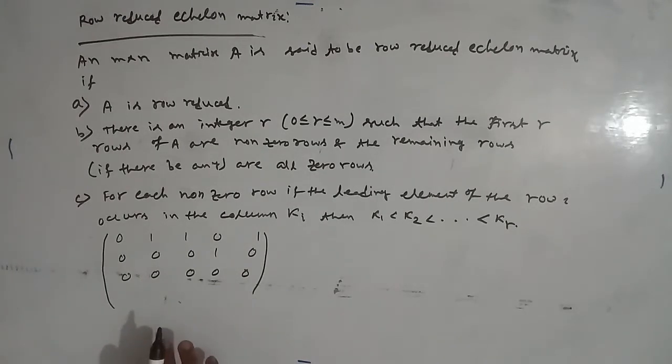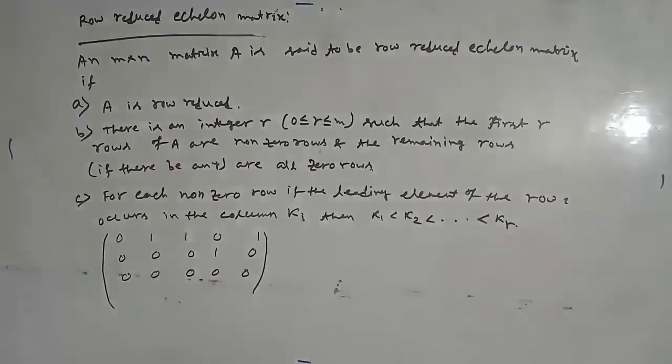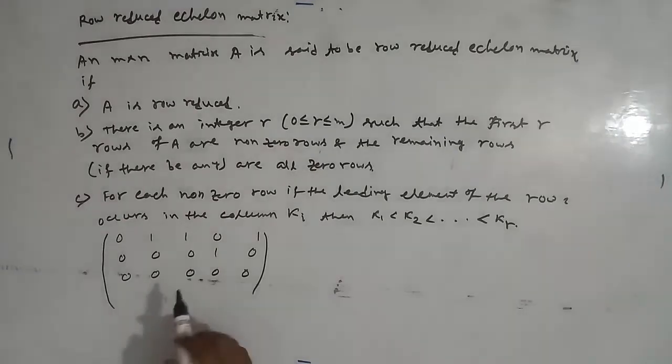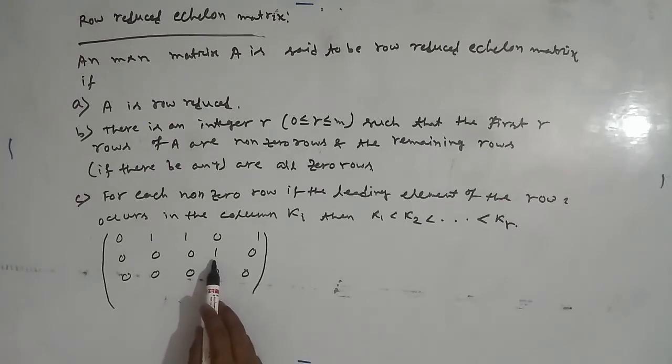Now see that this matrix is row reduced because the leading element of each non-zero row is 1, and this leading element is contained in the second column, so the remaining elements without the leading element are 0. The leading element of the second row is 1, contained in the fourth column, remaining elements are 0, and the third row is a 0 row. So A is row reduced. First condition is satisfied.